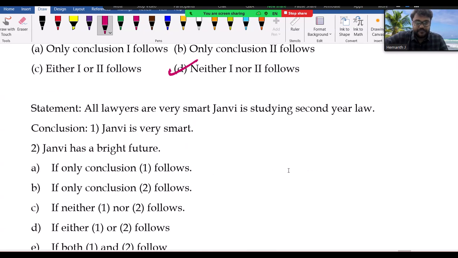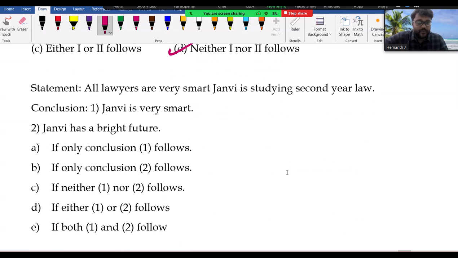Next one, read it carefully. All lawyers are very smart. Janvi is studying second year lawyer. All lawyers are very smart. Janvi is studying second year lawyer. Second year law. Okay, that's okay.